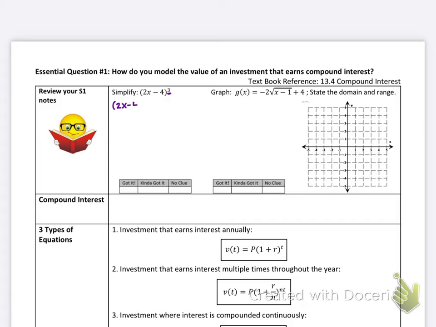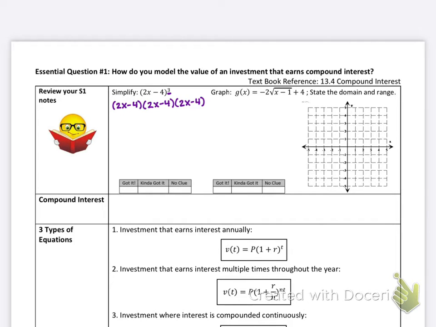Let's look at the first problem. We have 2x minus 4 to the 3rd power. The first thing we have to do is rewrite this 3 times. Do not ever distribute the exponent into the parentheses. That's not possible. The 3 tells me I have to write it 3 times.